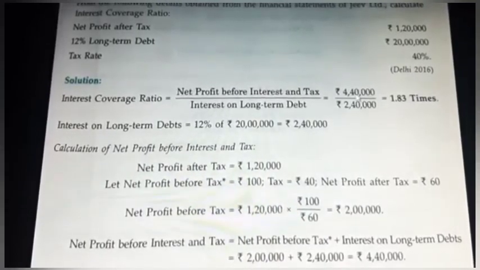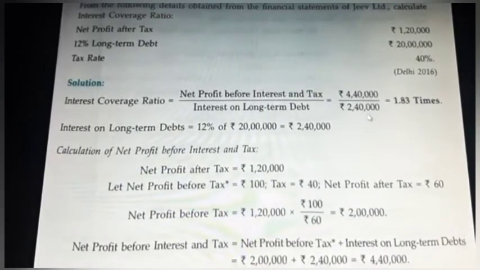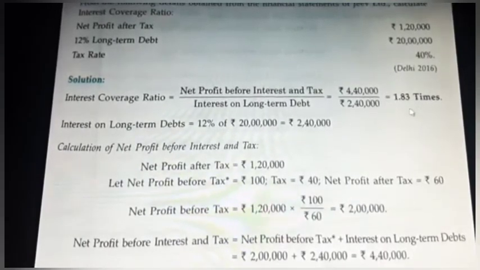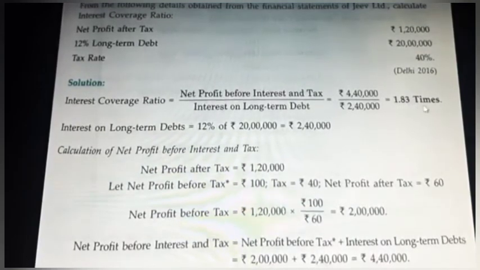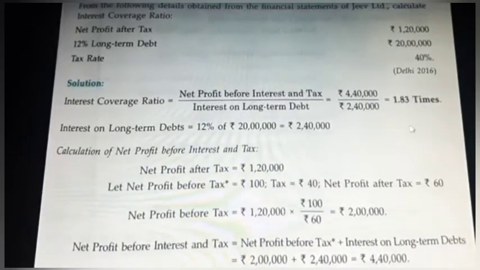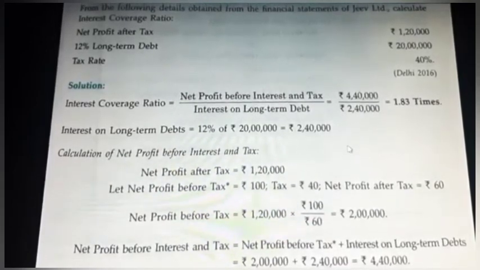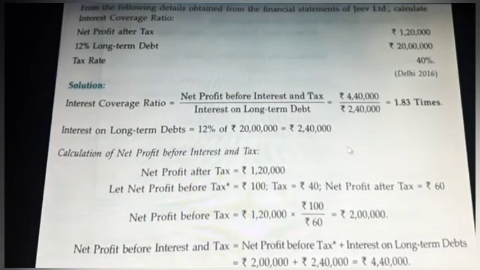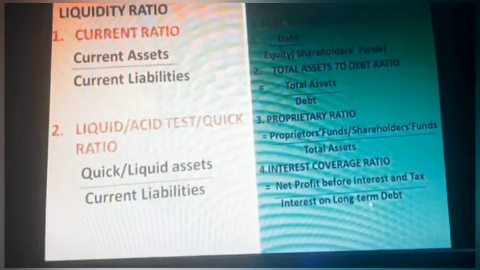Substituting this amount here and simplifying, the answer you will get is 1.83 times. Okay, so this is how you have to solve the problem related to interest coverage ratio. It is time to conclude today's session.